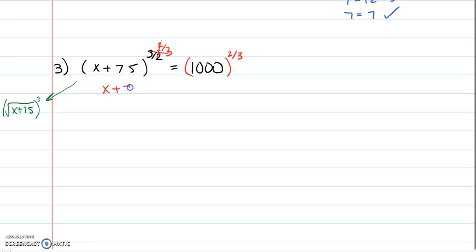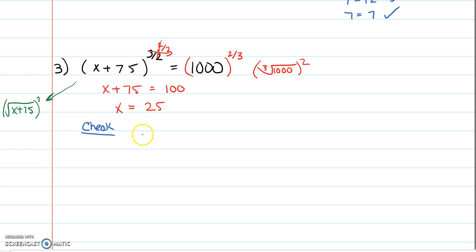When we do that, we have x plus 75 equals, well, 1,000 to the 2/3 really means the third root of 1,000 squared. And we're going to have the third root of 1,000, that's 10. 10 squared is 100. And so x would be equal to 25. And let's do the check.